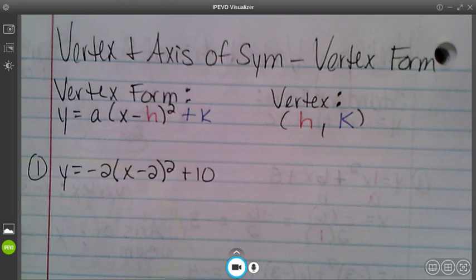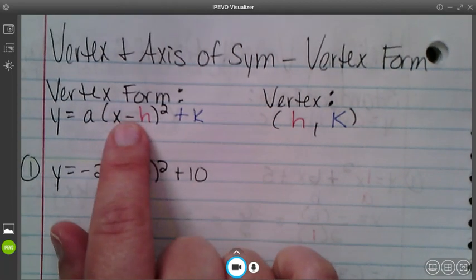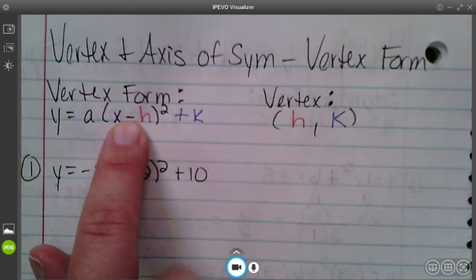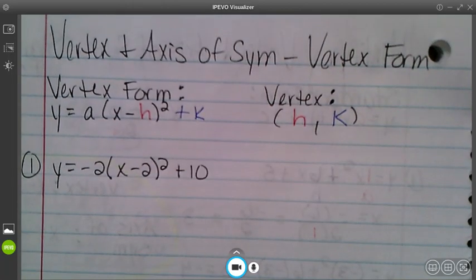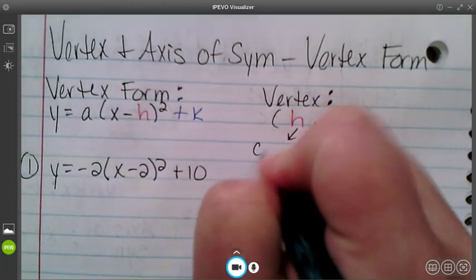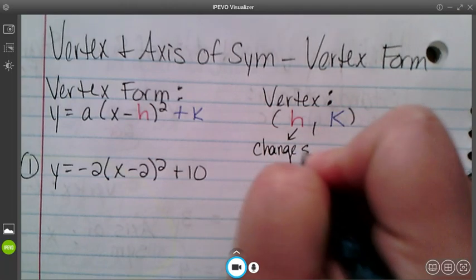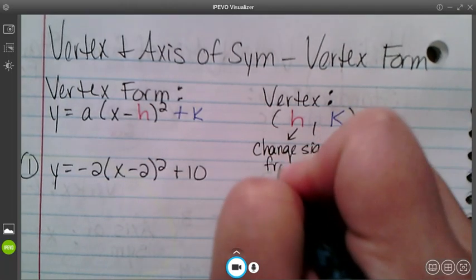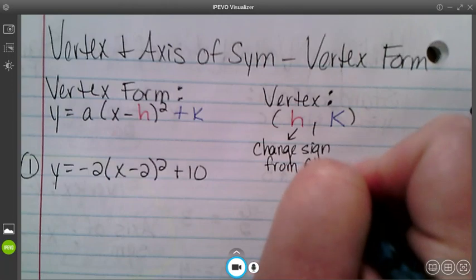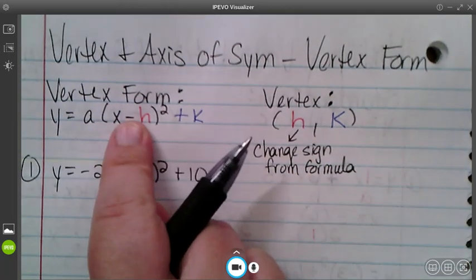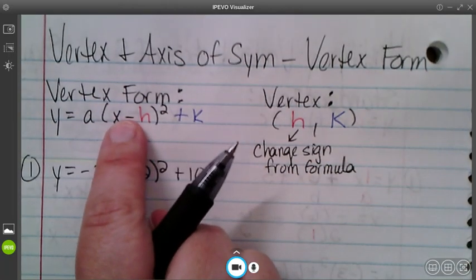So we're used to that, but here's the thing with these. For circles, ellipses, and hyperbolas, we change the sign of h and k for our center for those. But for vertex form, we are only going to change the sign for h, not k. So let me make a note of that. Change sign from formula, because of that minus sign. That minus sign is a part of the equation.